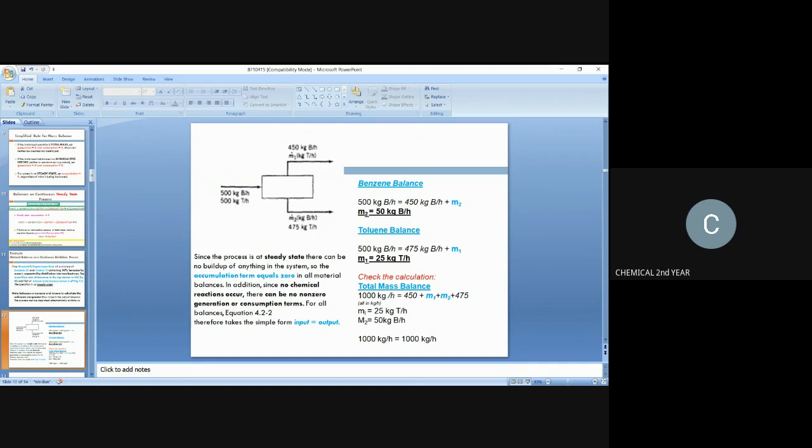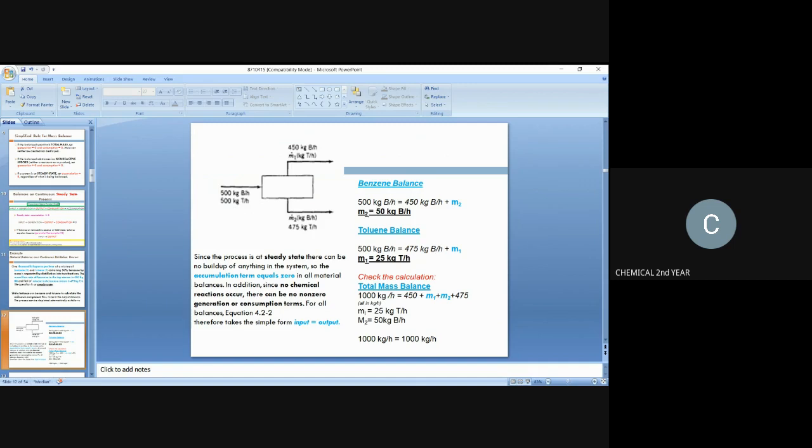With the toluene balance, input is equal to 500 kg toluene per hour, which is equal to 475 kg T per hour, that is the output in the bottom product, plus the amount of toluene in the top product, which is considered as M1. On simplifying this, M1 is equal to 25 kg T per hour.